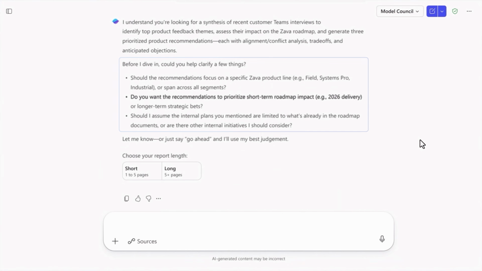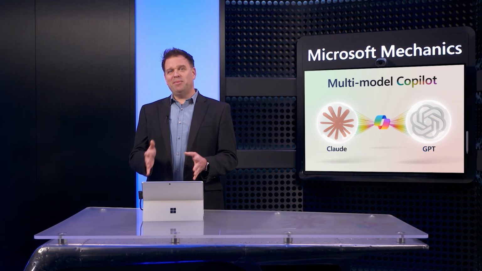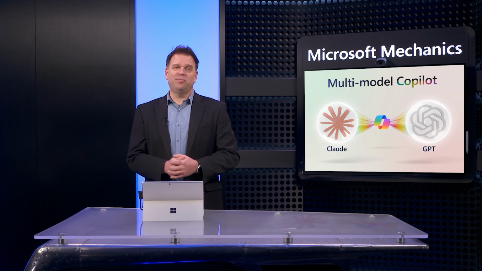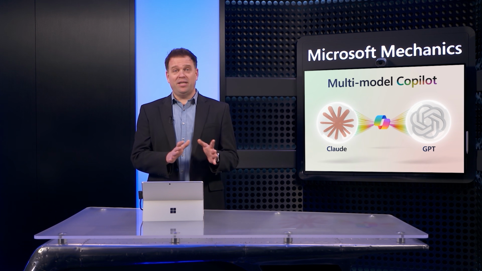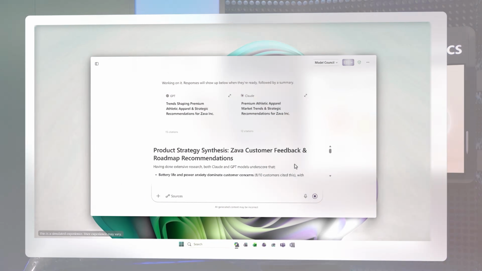And in this case, Researcher asks clarifying questions to better understand my goal. So I'll choose a short 1 to 5 page report length. Then below that, I'll type "go ahead," and it gets to work. I only need to submit my prompt one time for both models to process it simultaneously. Again, this process can run 10 or more minutes, so I'll skip to the output.